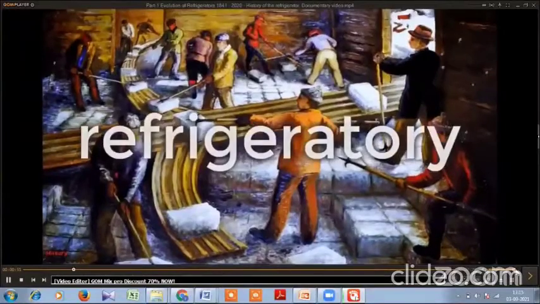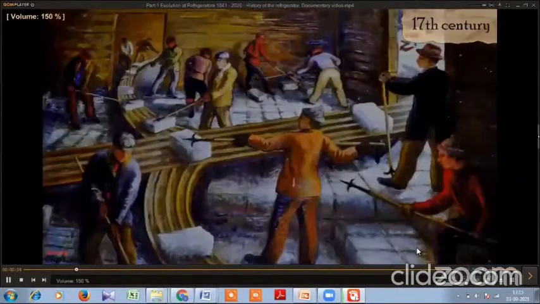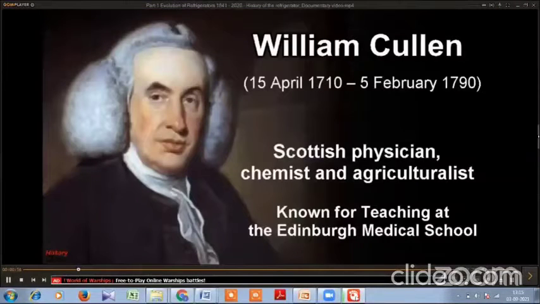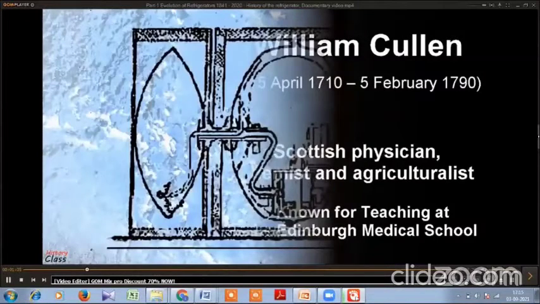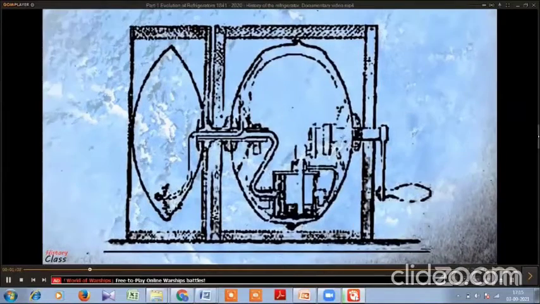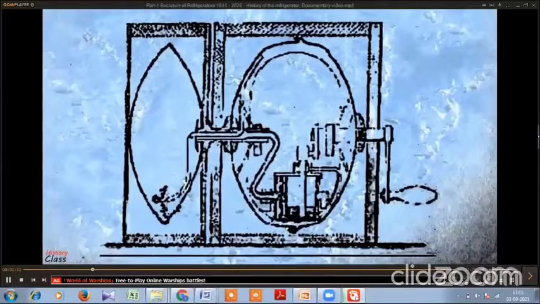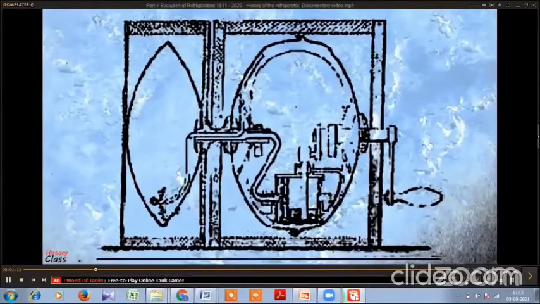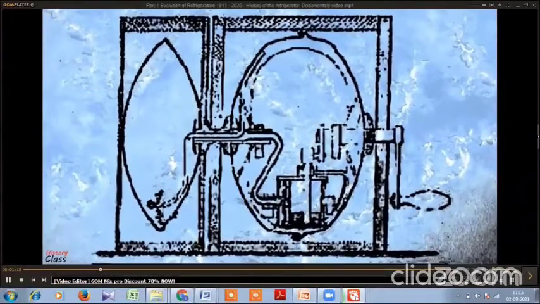The word refrigerator was used at least as early as the 17th century. The history of artificial refrigeration began in 1755 when Scottish professor William Cullen designed a small refrigerating machine. Cullen used a pump to create a partial vacuum over a container of diethyl ether, which then boiled, absorbing heat from the surrounding air. The experiment even created a small amount of ice, but had no practical application at that time.